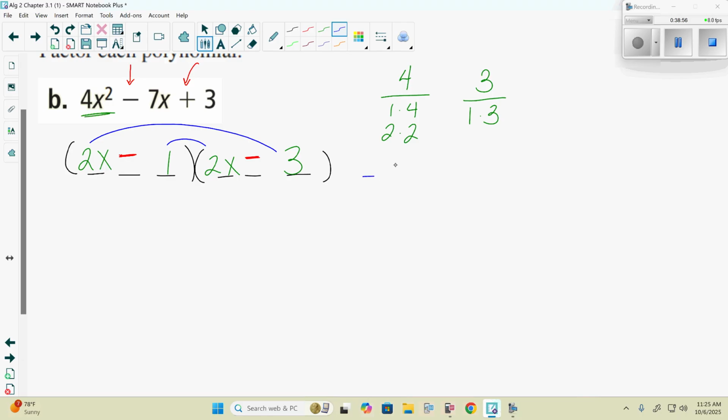2x times negative 3 would be negative 6x. Negative 1 times 2x is negative 2x. Telling us that we have negative 8x. That is not the middle term we want. So we're going to switch from 2 and 2 to 1 and 4. Well, 4x times negative 3 would be negative 12x. Negative 1 times x would be negative x, giving us negative 13x.